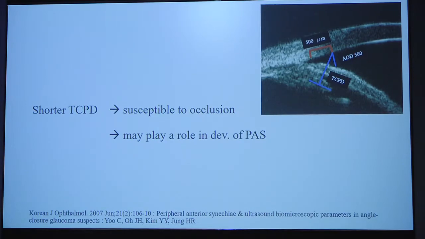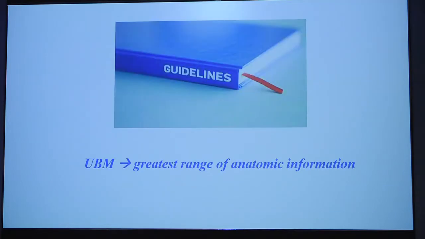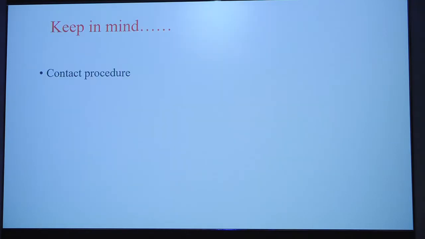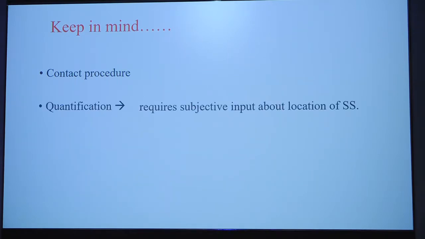A shorter trabecular ciliary process distance, it is more susceptible to occlusions, the distance from trabecular meshwork to the ciliary process, and it plays a very important role in subsequent development of peripheral anterior synechia. All the guidelines, the American, the Indian, the Asia Pacific, the European, all of them say that UBM is one tool which has the greatest range of anatomical information. But you have to keep in mind that this is a contact procedure. All the quantification that we do with UBM requires a subjective input about the location of the scleral spur.